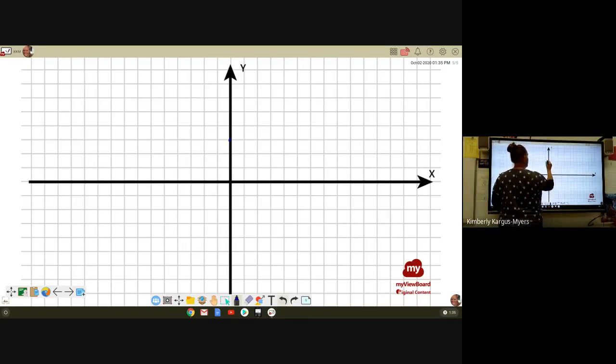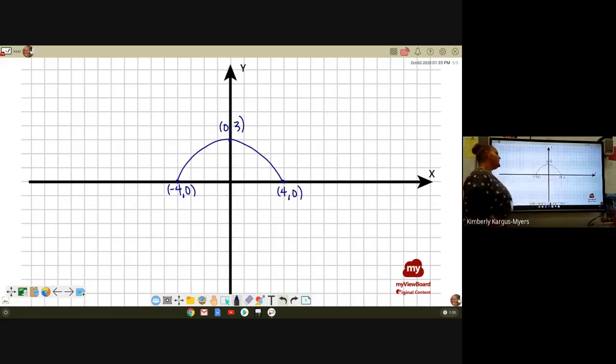It goes up 3, so (0, 3) is our vertex. He starts 4 feet out this way, so at (-4, 0), and he ends 4 out this way, so (4, 0). So this is the path that our little rabbit is going to take. Totally correct.